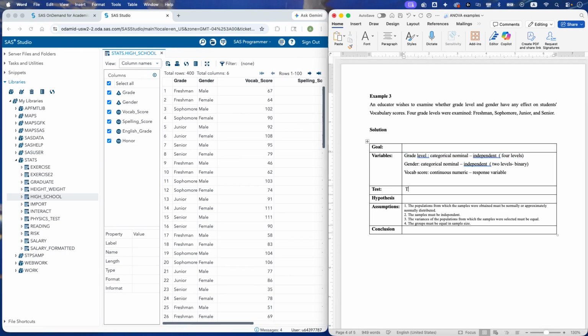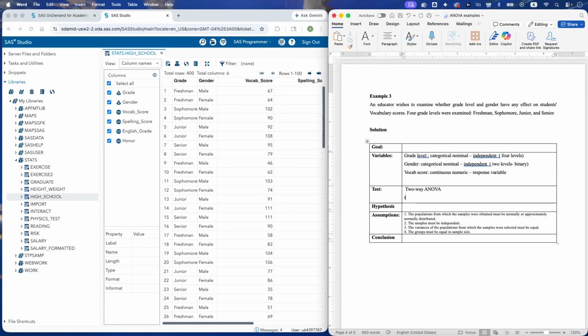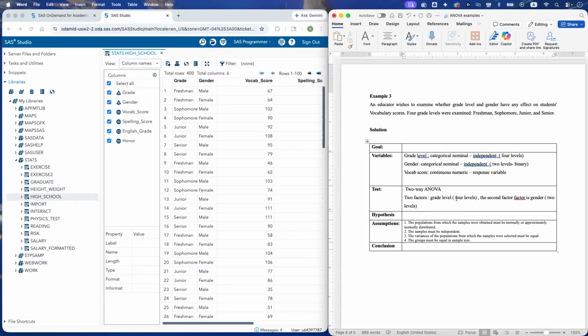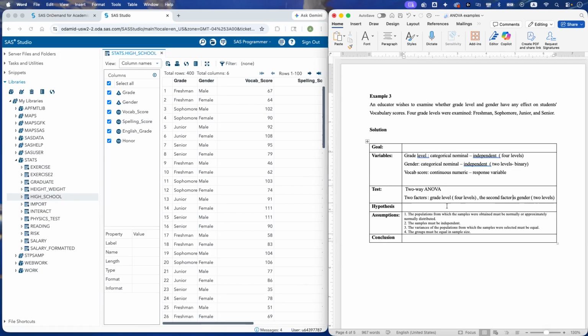Two-way ANOVA. Why two-way? Because we have 2 factors. What are the factors? Grade level is the first one, and it contains 4 levels. The second factor is gender, which has 2 levels. So we have 2 factors, and we are studying the differences in the means and how these 2 factors act with each other and how they affect the vocabulary score. To do that, we are going to specify the goal.